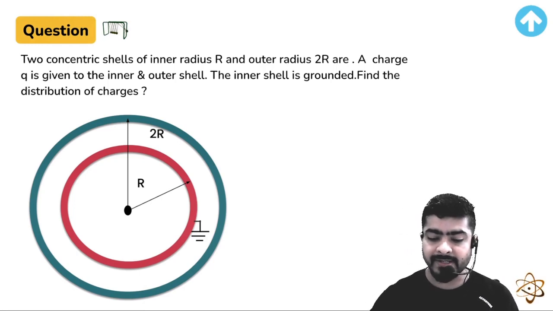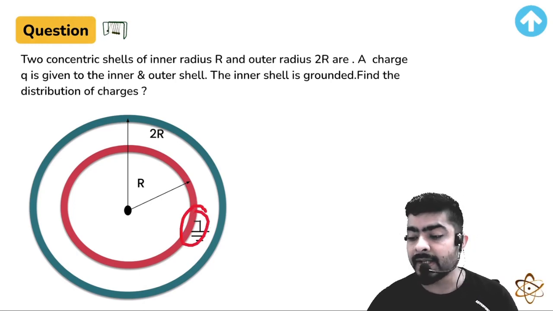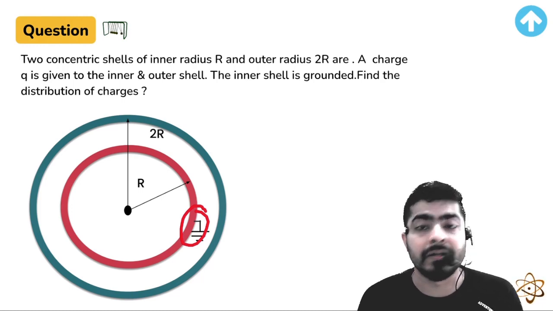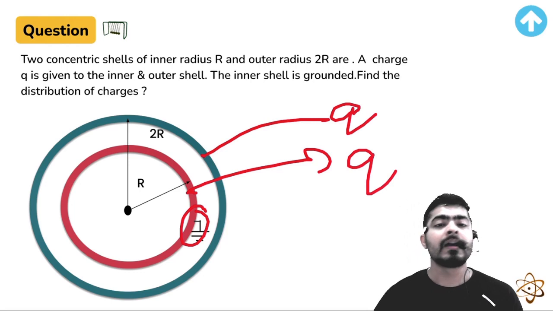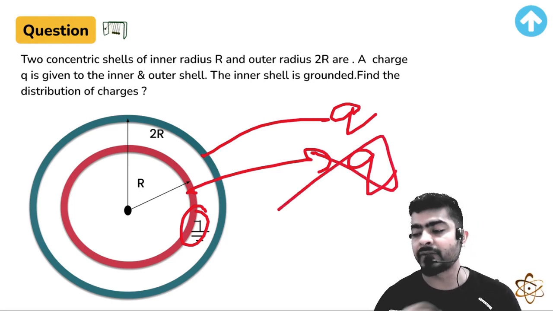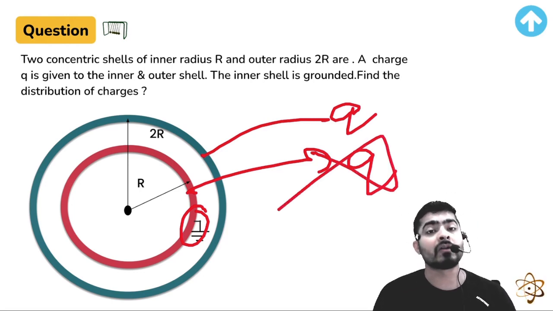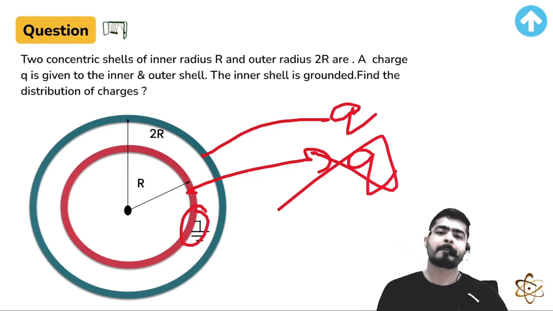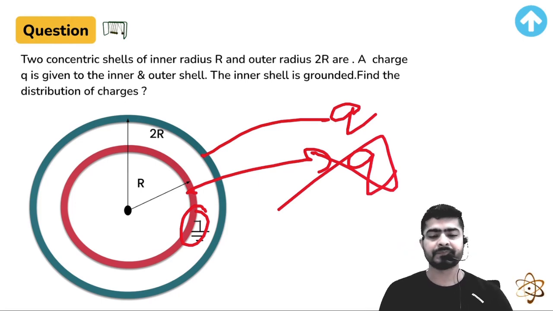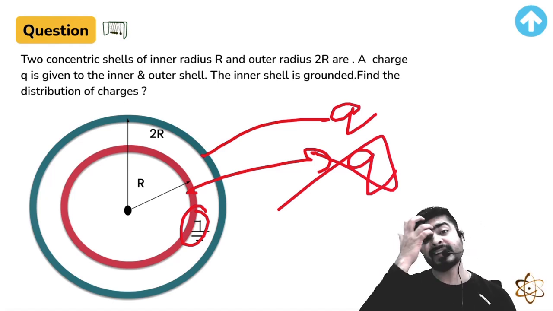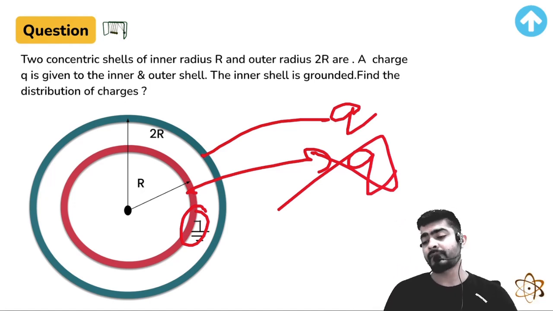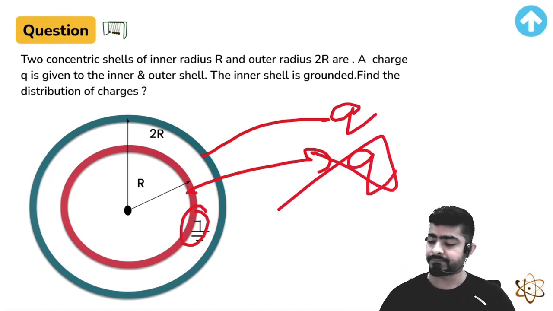So in this case, the inner sphere has been earthed. Again, both were given initially charge Q and Q, but because the inner sphere has been earthed, we don't care about the charge of the inner sphere because its value will change. Now what to do? Think. Again, assume some charge X for the inner shell. So let me try.